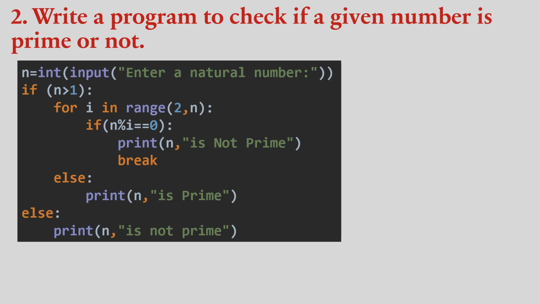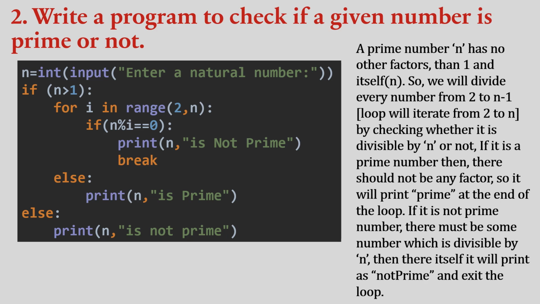First of all, we have to take the number in a variable n, for which we are going to check whether it is a prime number or not. As you know, it has to be a natural number. That means you cannot put a zero or negative number in it. So you have to always take a natural number. Now, if n is greater than 1, because 1 is not a prime number, we have to check for all the other numbers which are greater than 1.